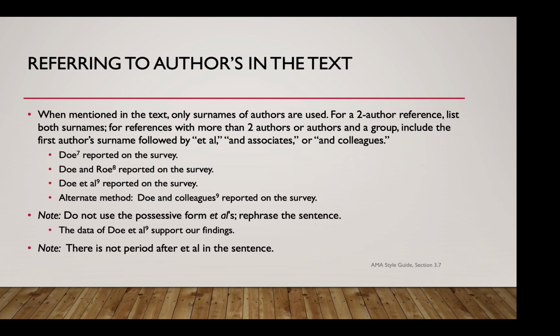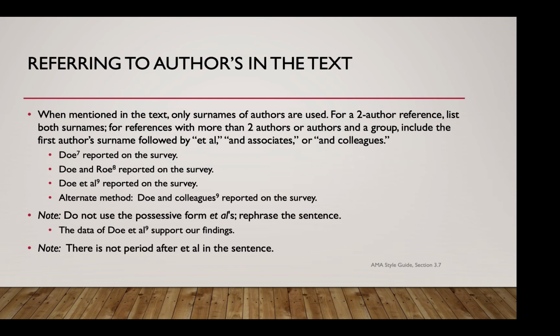Sometimes you may want to refer to an author within the writing of your text. So when you mention an author's name in the text, there are some rules that cover that. So if it's the one author, you would just put their last name. You never put their first name or their first and middle initials unless they both have the same name. So let's say a husband and wife wrote a paper, then you could put an initial, but generally you just use the last name. So in the first example, Doe reported on the survey. So it's one author, you put the last name.